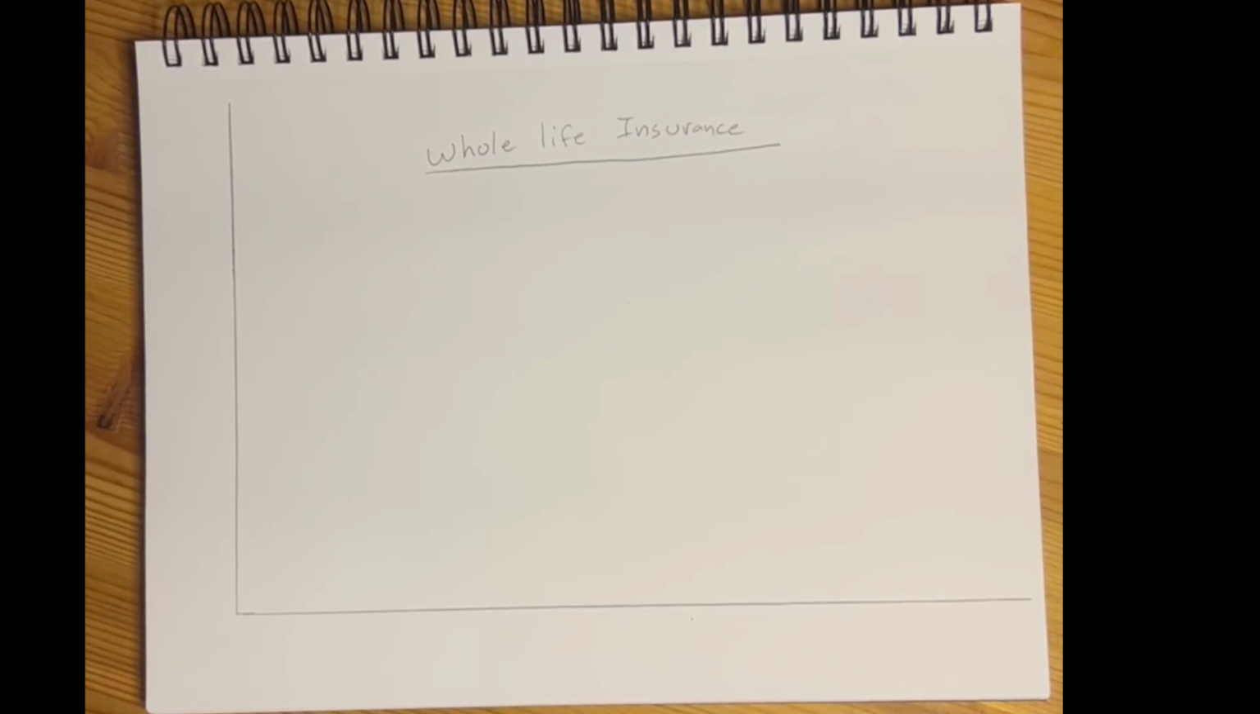Now that we've gotten through all the nuances and details of how different types of permanent life insurance work, I'm going to start breaking down how each individual permanent life insurance works, how the premiums work versus the cash value and the amount of life insurance and the effects it has on it.